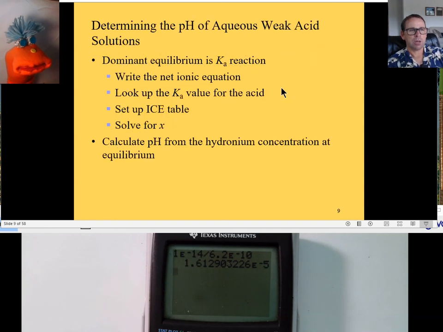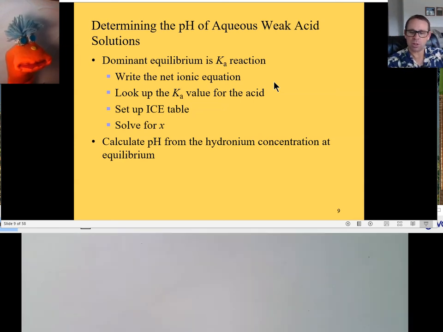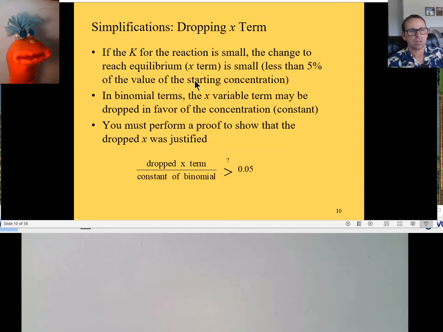All right. So now we come to a point where we have the ability to determine the pH of aqueous weak acid solutions. And this is a lot of fun. What we do is we use our ice tables and we use the pKa's or the Ka's of our acids, and we identify to what degree the dissociation will occur, and from that we can identify the pH from the resulting hydrogen ion concentration. All right, and now remember that we can drop that X term. Do you remember dropping that X term? Well, a while ago.